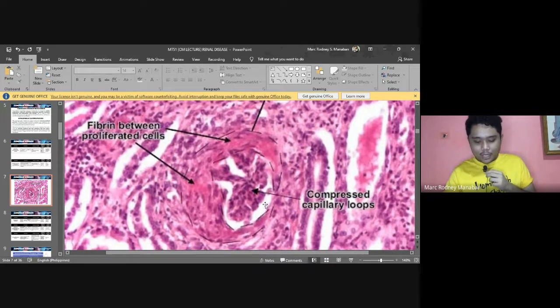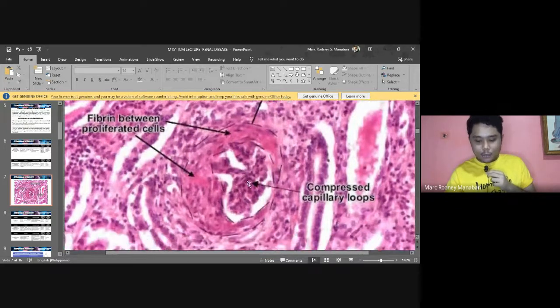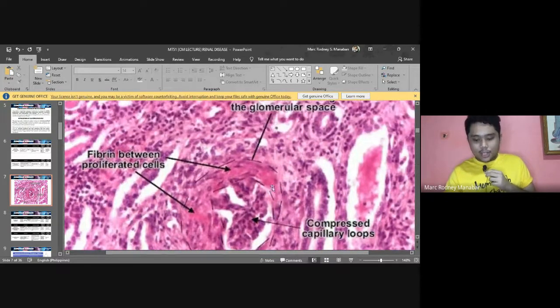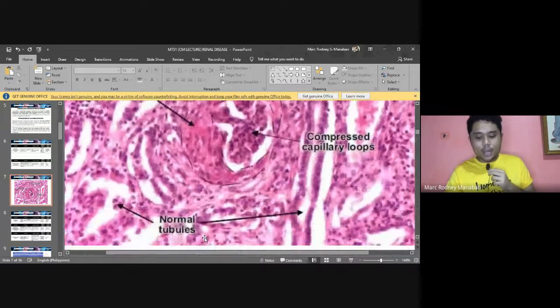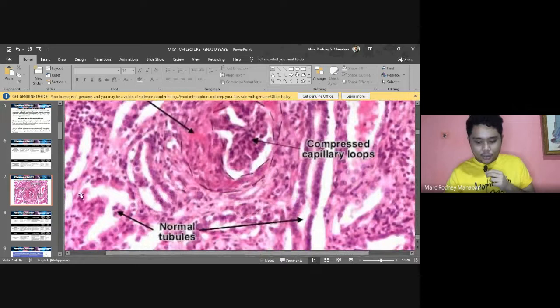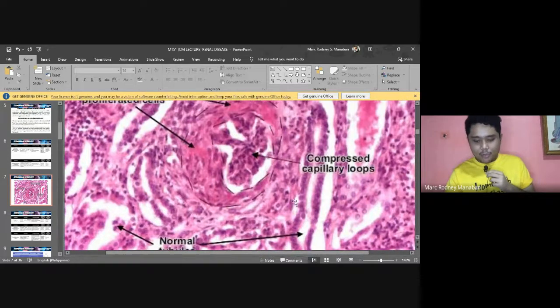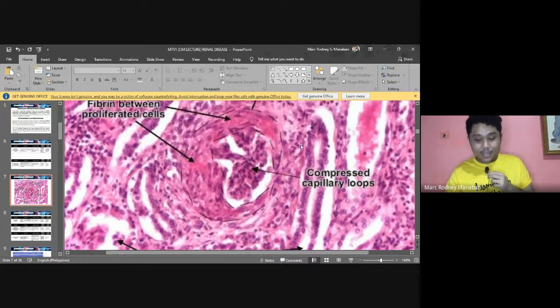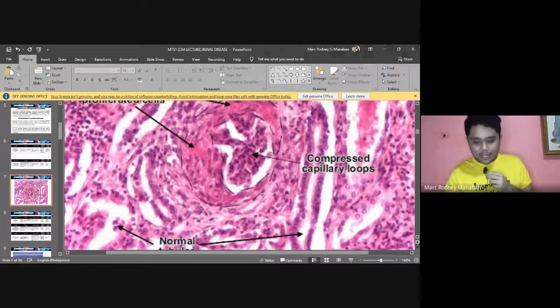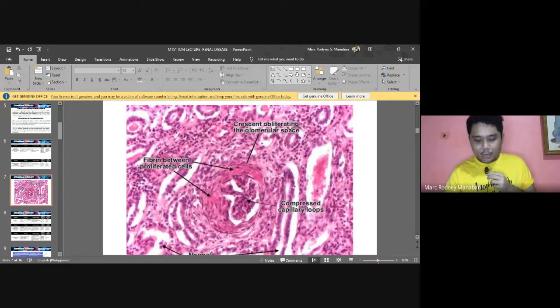So this is the normal capillary loops and the Bowman capsule. As you can see, the cells proliferate and deform into a crescent. That's why it's called crescentic. As you can see, the normal tubule is medyo clear lang. But in the middle there is progressive crescentic formation, medyo compressed and the cells spread to the sides. Alright? And it formed a crescent. That's why it's called crescentic glomerulonephritis.